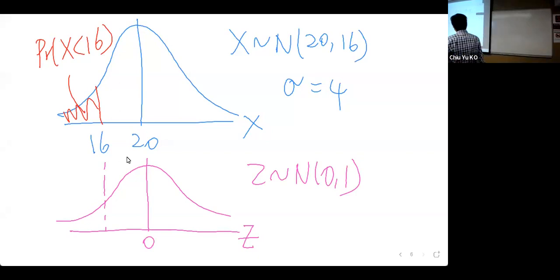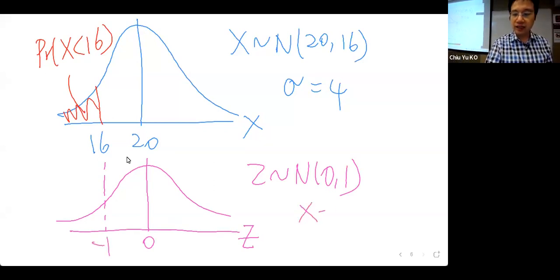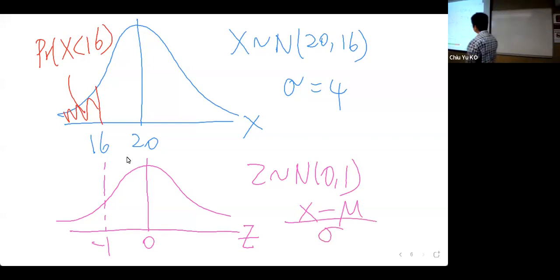16 is actually 1 SD below the mean, because sigma is 4. So 16 is 4 below 20, so that is -1. If you remember, how you transform this is X minus mu over sigma. So it's just 16 minus 20 divided by 4, negative 4 over 4 is -1. So this red area is the same as this pink area.